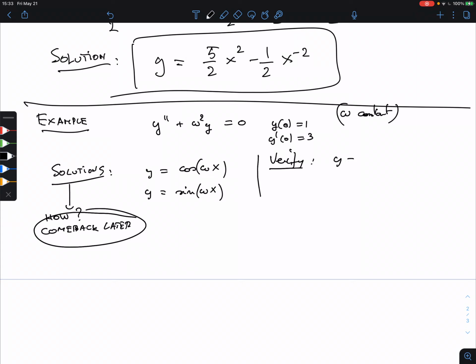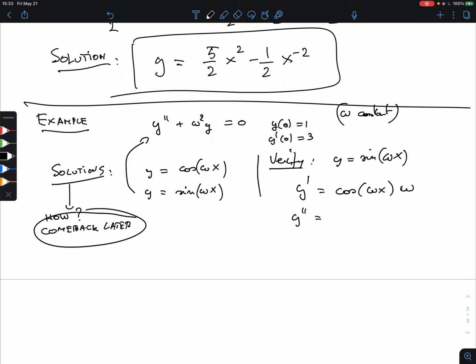Let's do y equals sine omega x. So how do you verify this? Well, we have to plug this into this equation. So what we need is the double derivative. How do you get the double derivative? You can magically get it. No, you have to first get the first derivative. That is the derivative of sine is cosine, plug in the inside function, times the derivative of the inside function. Now, x is the variable, omega is the constant. So the omega comes outside.